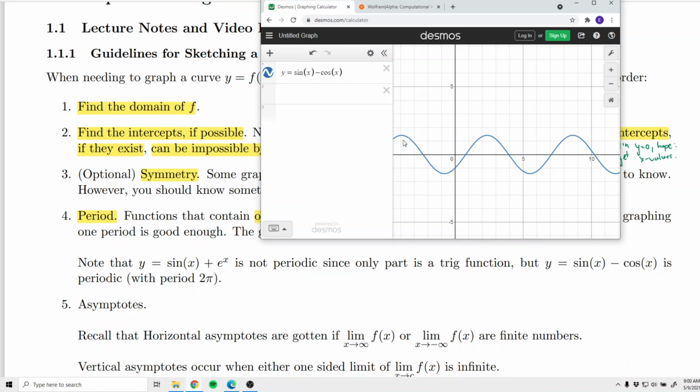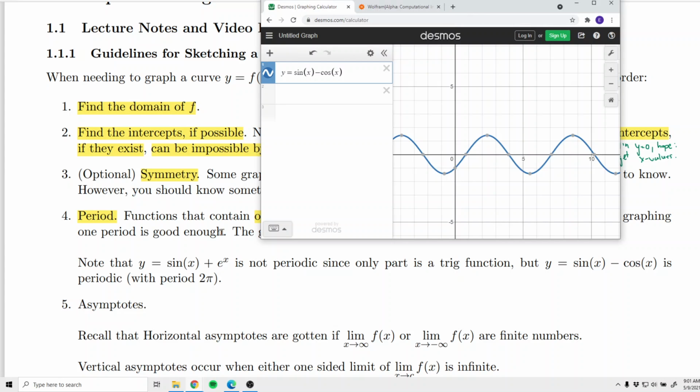It's just going to have a different shape as you go through the period, as far as what the y values are allowed to be. But its period is 2 pi, and that's because the period of each part is 2 pi.